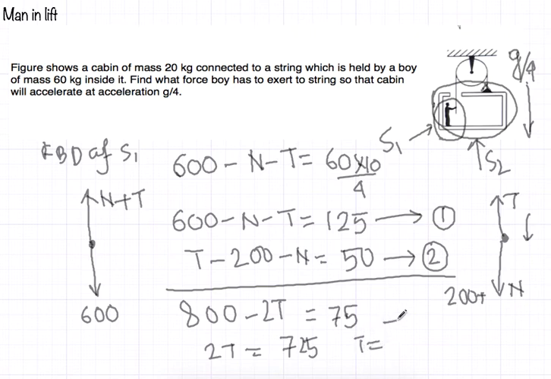So T is 725 divided by 2 Newton. And that is the answer. You can rewrite it as 362.5. That's it.